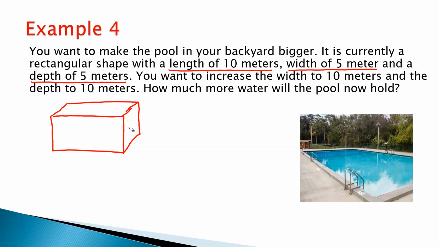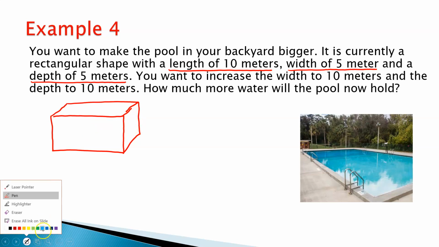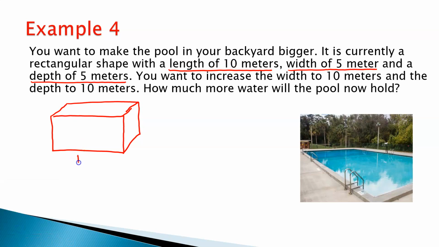So let's go ahead and just label a couple of these things. It says that the length is 10 meters. So I'm going to go ahead and put 10 meters. The width is 5 meters, so this side over here is 5 meters. And then the depth, right? The depth is the height of the pool. How deep is it? You can think of that as your height. That's also going to be 5 meters.